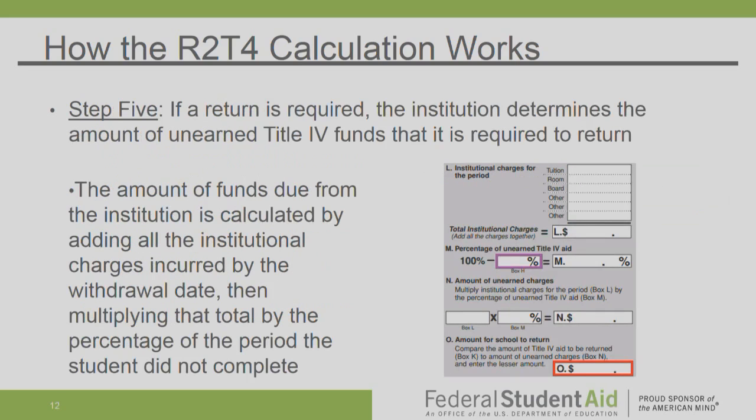In step 5, if a return is required, the institution determines the amount of unearned Title IV funds that it is required to return. The amount of funds due from the institution is calculated by adding all of the institutional charges incurred by the withdrawal date, then multiplying that total by the percentage of the period the student did not complete. And note here that you're doing a comparison to choose the lesser of the result in box K versus box N. This is a protection for the institution. Otherwise, there would be situations where the institution owed more than it had received.